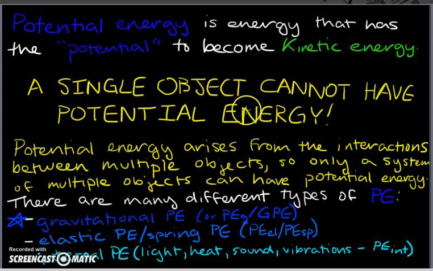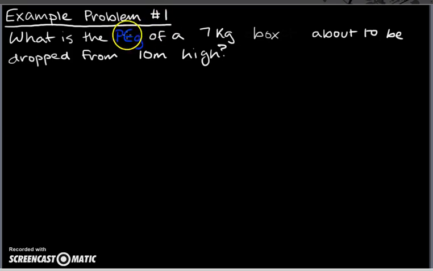a single object cannot have potential energy. So this problem is impossible. There is no potential energy of gravity for a box because a box is a single object and it's not part of a system. I'm sorry, you might think that's a trick question, but it's honestly a very important concept that people need to understand.